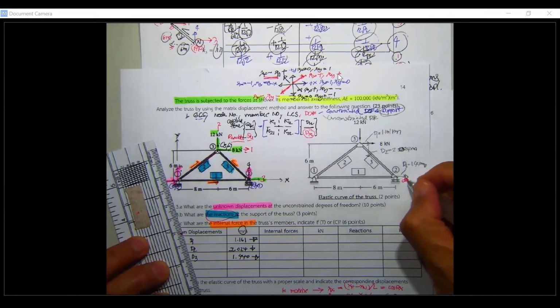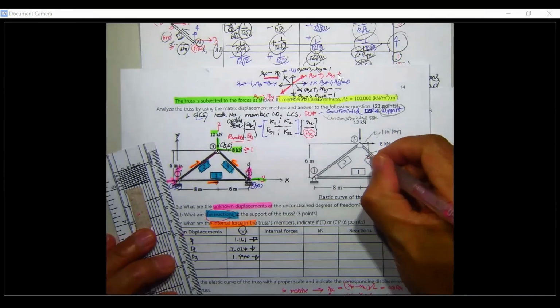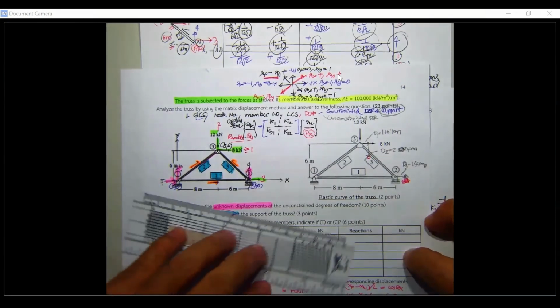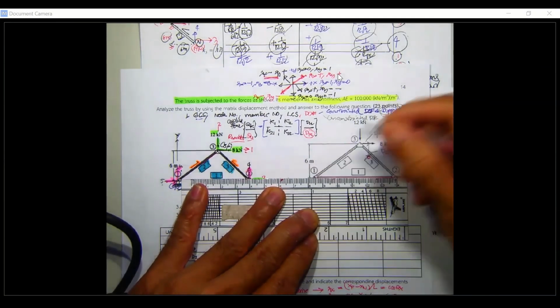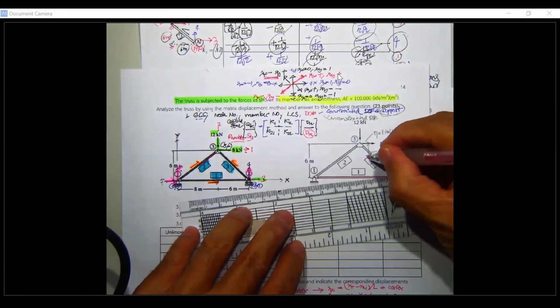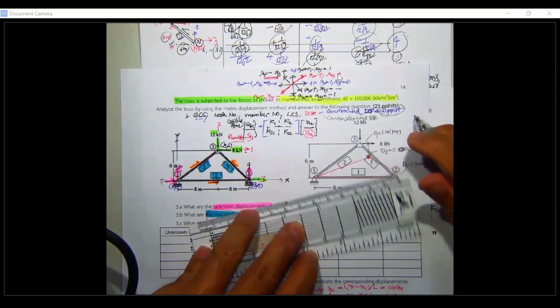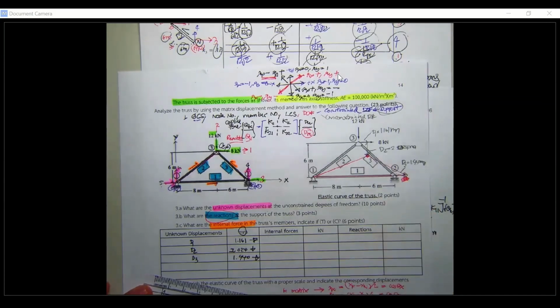Now you can put this thing together and you get a new coordinate of the node, and the elastic curve of the truss can be drawn easily like this one. That is going to be the elastic curve of the truss based upon the unknown displacement that we put into the position.